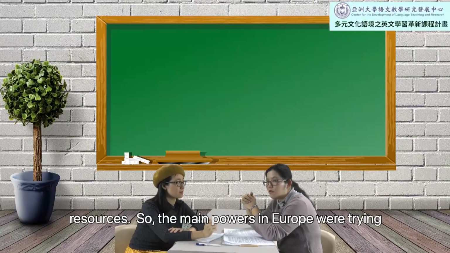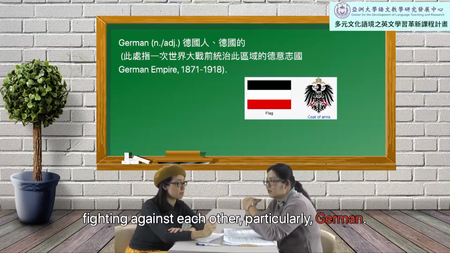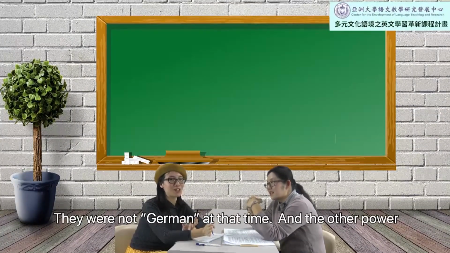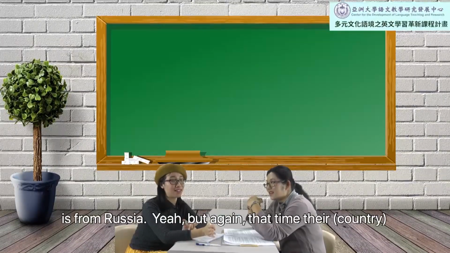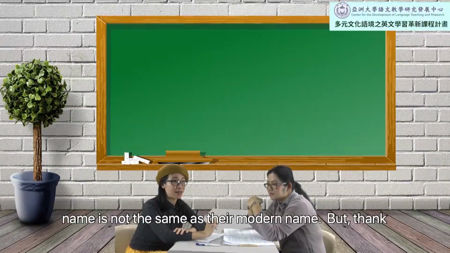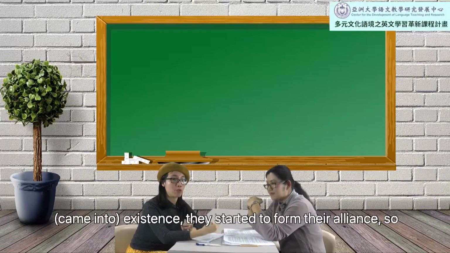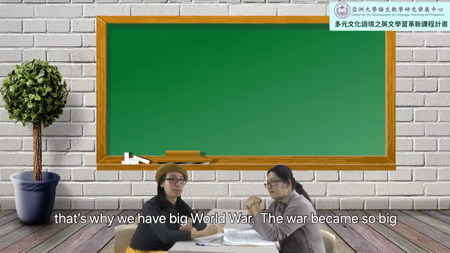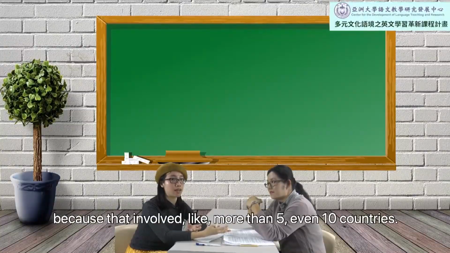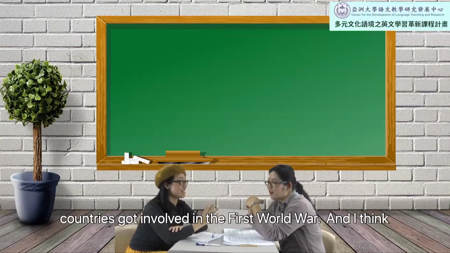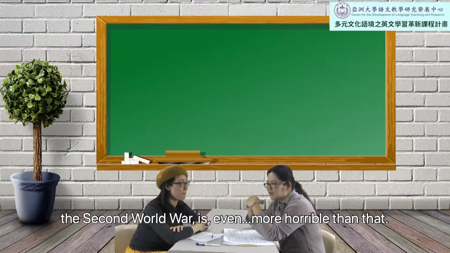So the main powers in Europe were fighting against each other, particularly Germany. Well, we didn't call it Germany, as they were not Germany at that time. And the other side was from Russia. Again, at that time their names were not the same as the modern names. But thank you, Ginny, for mentioning that, because when modern countries exist and start to form alliances, that's why we have big world wars. The war became so big because it involved more than 5 or even 10 countries. According to history, more than 100 countries got involved in the First World War, and the Second World War was even more horrible than that.